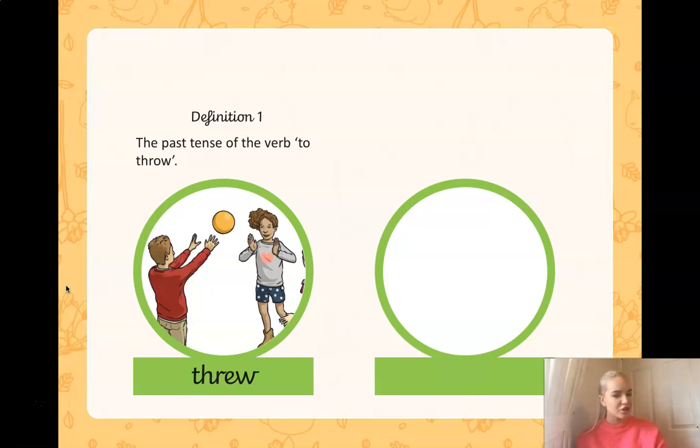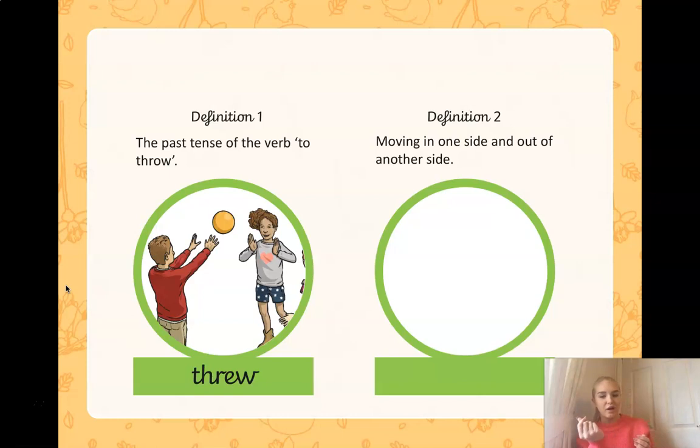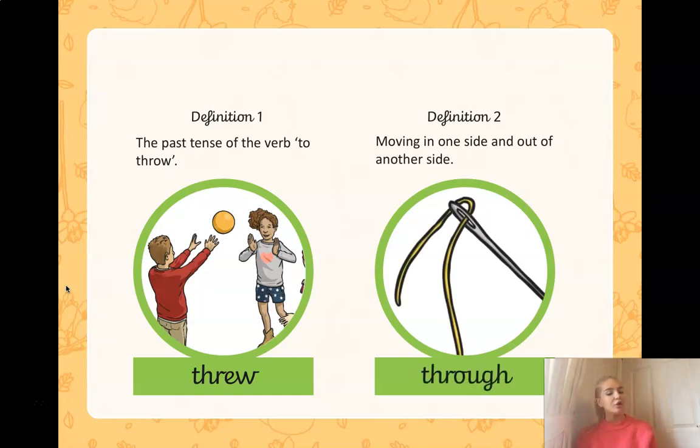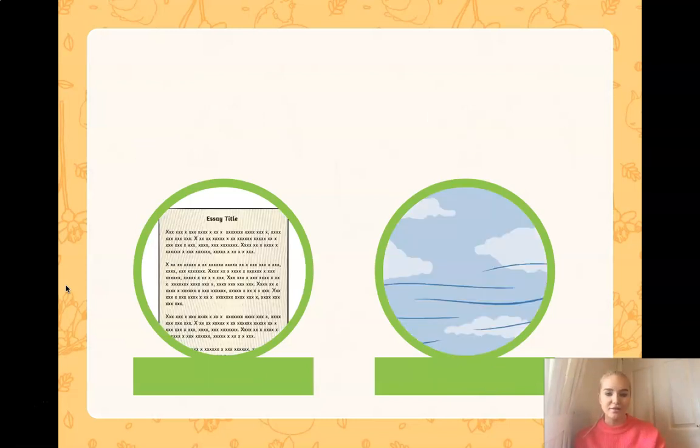Now my other definition, moving in one side and out of the other. You are moving through one side and out the other side. How do I say or spell even the word through? Well, have a look. Through. You might thread a needle through the pin like we were when we were making our decorations at the end of last term. So that is your next spelling, through, and through, those pair of homophones.